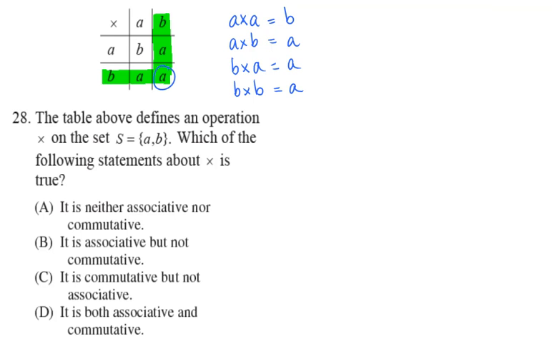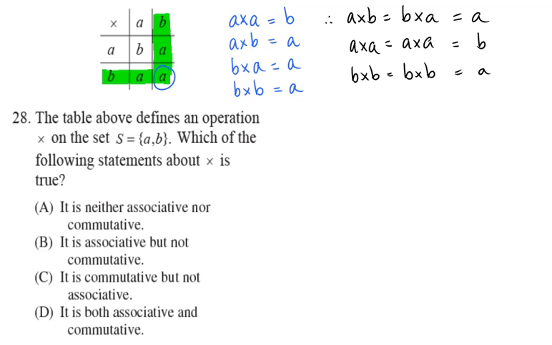So the only time we really have commutativity here is when we have A times B is equal to A and B times A is equal to A. Otherwise, we have A times A is equal to B, and B times B is equal to A. So we can say that A times B is the same as B times A, and they're both A. And A times A is A times A, which is B. And B times B is the same as B times B, and that's equal to A. So it appears that the situation here is commutative. So right away we can get rid of answer A and answer B.